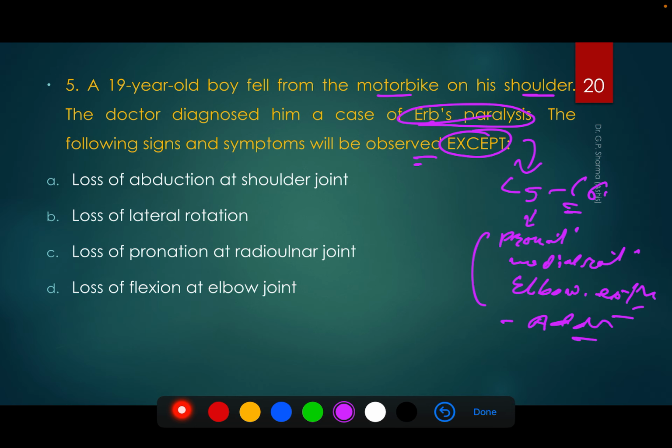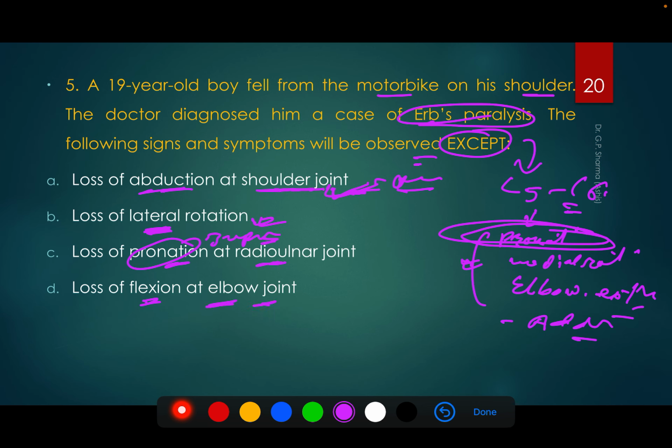Let's see. Loss of abduction at the shoulder joint. That is true, yes, loss of abduction. That's why it is adducted. That is true, because of the involvement of the deltoid muscle and the supraspinatus muscle. Loss of lateral rotation. That is true. That's why it is medially rotated. Loss of pronation at the radioulnar joint. Yes or no? No, because it is pronated. So there should be loss of supination. Loss of flexion at the elbow joint. Yes, because it is extended, right?